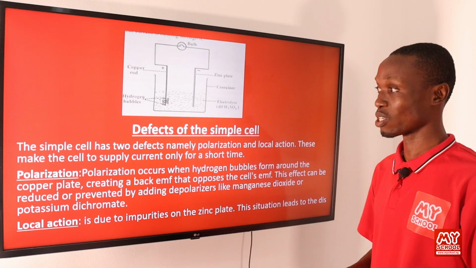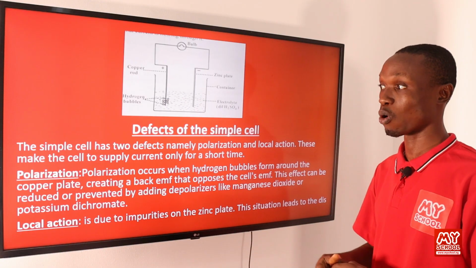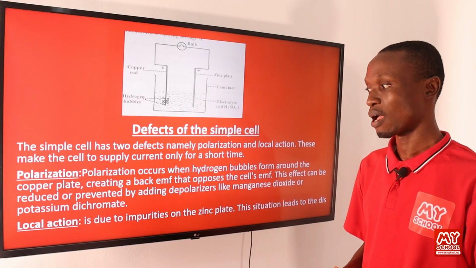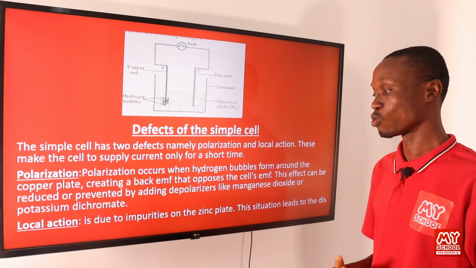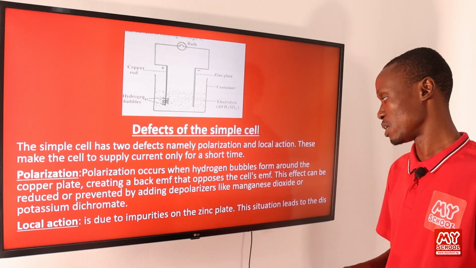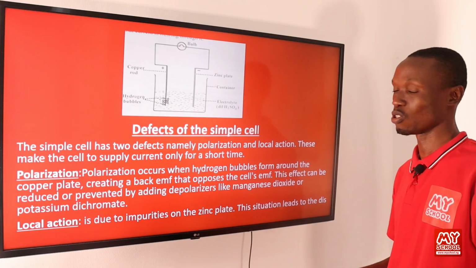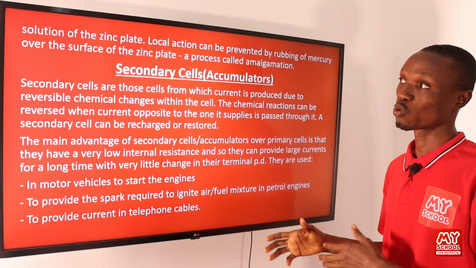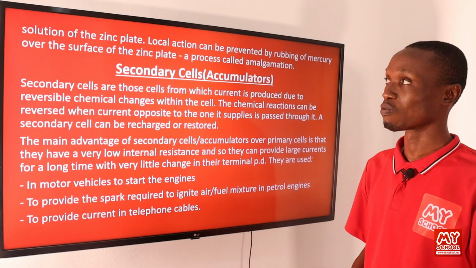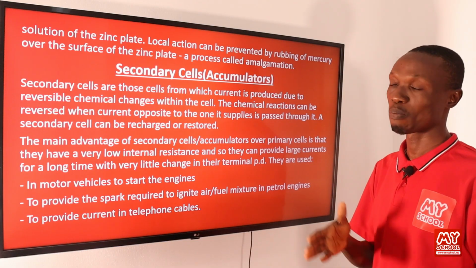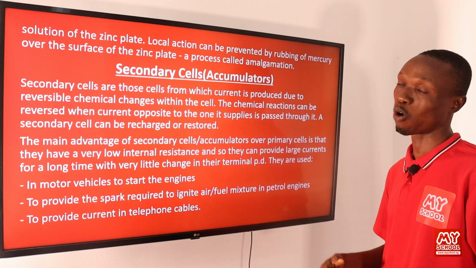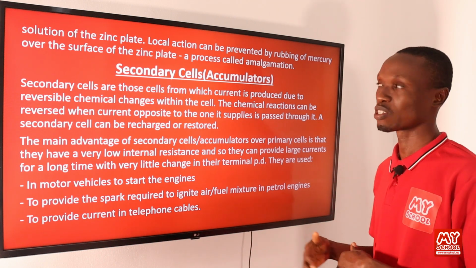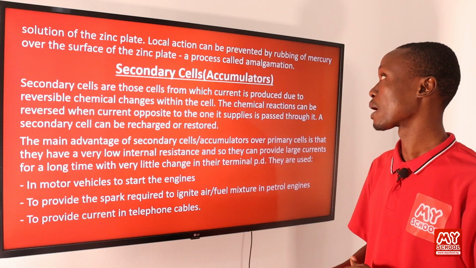Then let's talk about the second form of defect of the simple cell, which is the local action. So local action is due to impurities on the zinc plate. This situation leads to the dissolution of the zinc plate. Local action can be prevented by rubbing mercury over the surface of the zinc plate, and this process is called amalgamation.